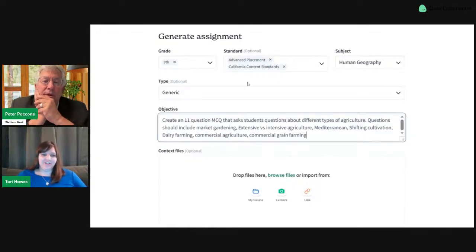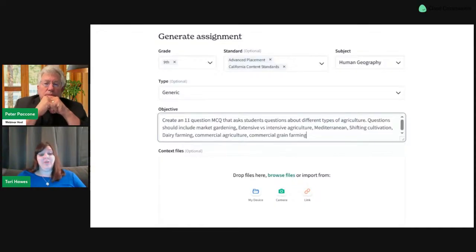This is a screenshot, and the type is optional. I switched it to generic, but it usually has short answer or generic as the options, at least for human geography. That's what I saw. So I wrote in the objective, create an 11 question MCQ. When I was playing with this, I realized sometimes it gave me very similar questions. I wanted it to end up being about a 7-question quiz.